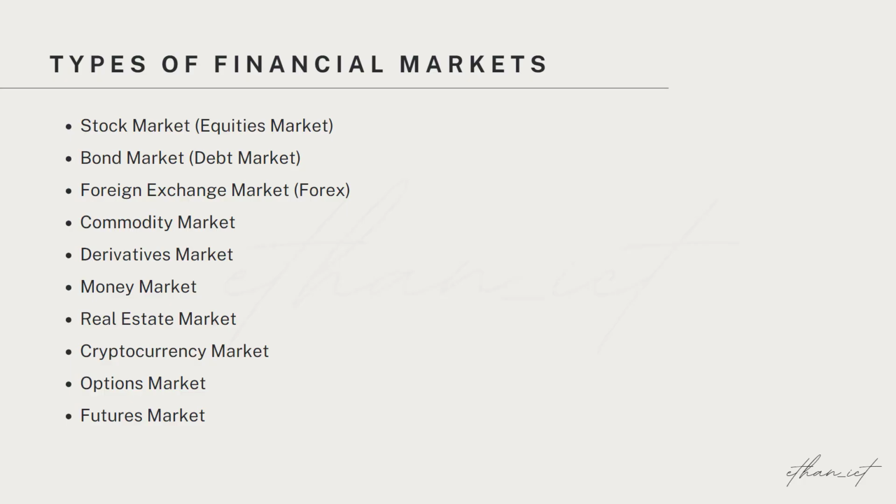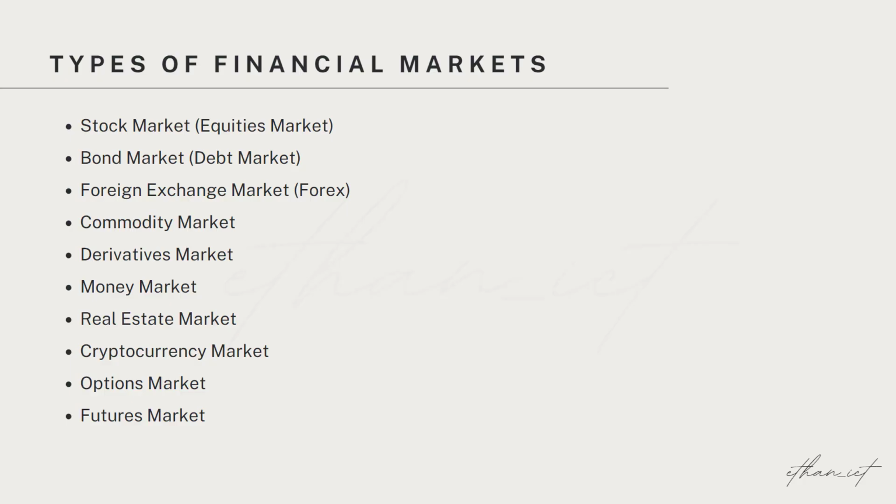Fourth is the commodity market. This is a platform for buying and selling physical commodities, such as gold and oil, or commodity futures contracts. Participants include producers, consumers, and speculators seeking to hedge or profit from commodity price movements.